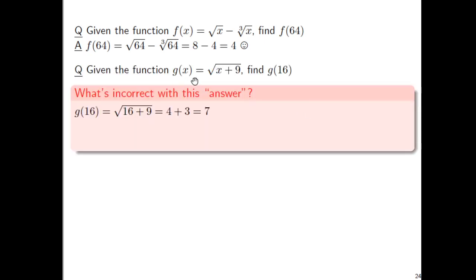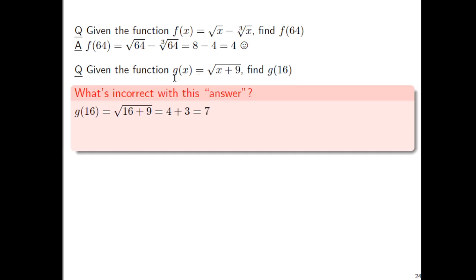Okay, given the function g of x equals square root of x plus 9, the x plus 9 entirely is inside the radical, so the plus 9 is not outside the radical. Find g of 16. By the way, let's look at this answer in quotes. So what's incorrect about this? Let's just kind of analyze.